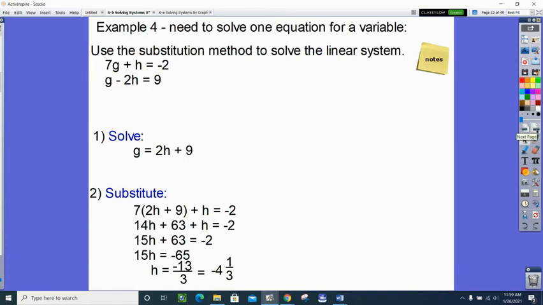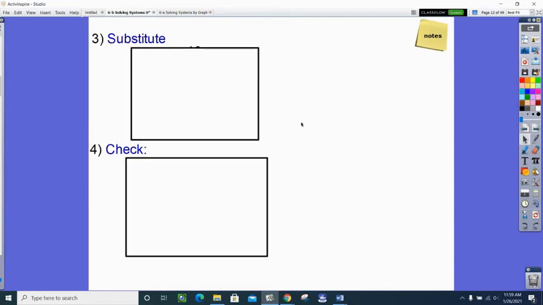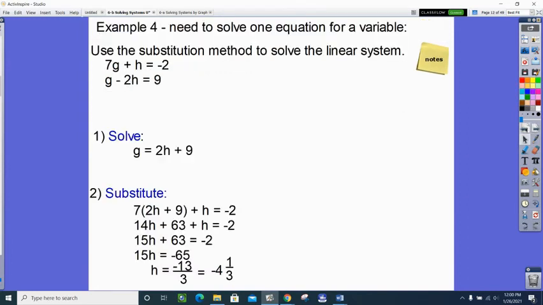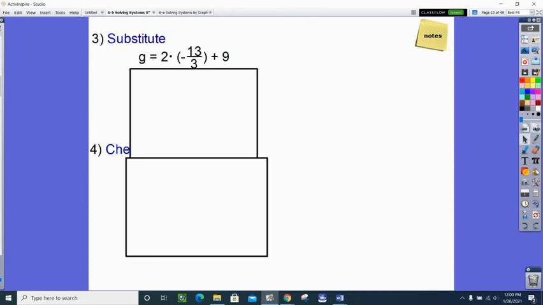So now I need to substitute again. I'm going to take that negative 13 over 3 and substitute in for the H. So G equals 2 times negative 13 over 3 plus 9. Let me just remind you where that came from, right here. The H left, and I'm using the improper fraction because I have to multiply. You don't want to multiply mixed numbers, so we're going to use the improper.